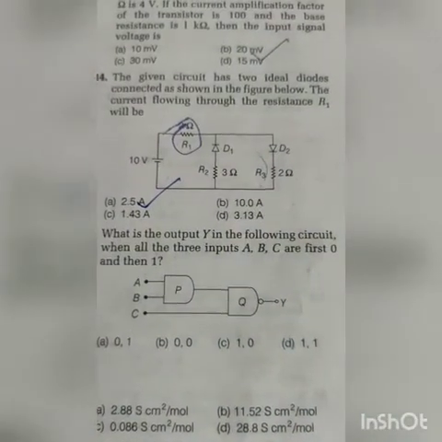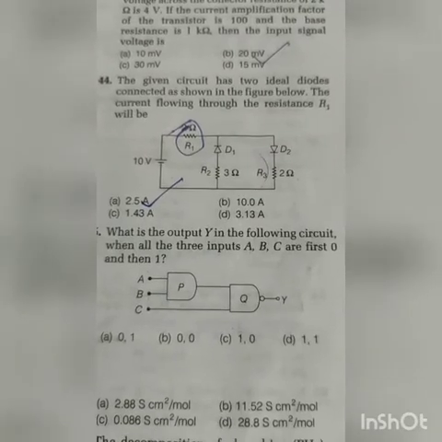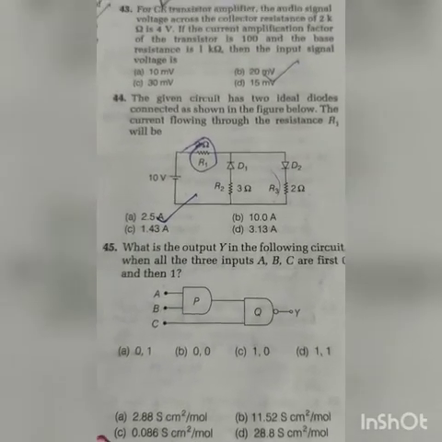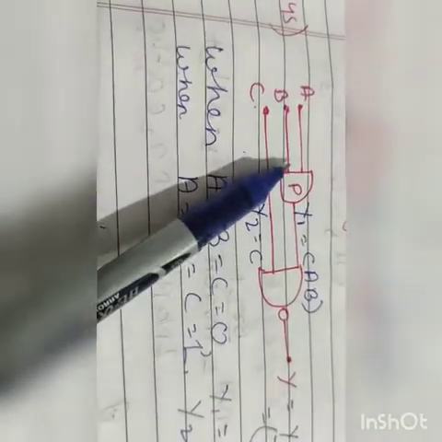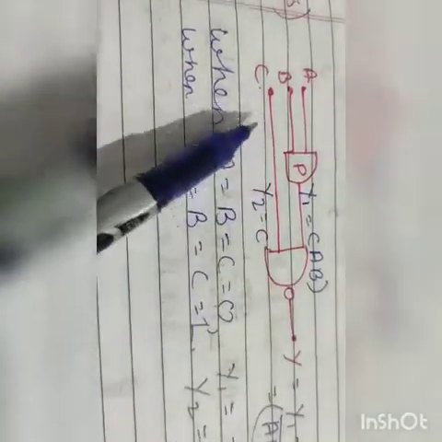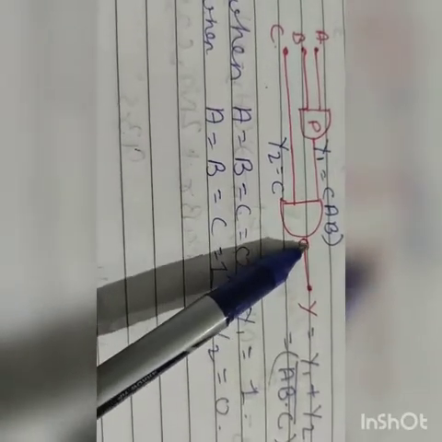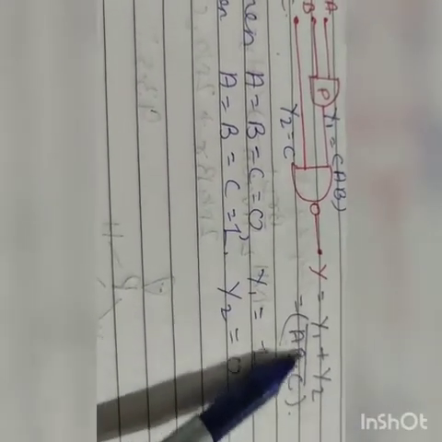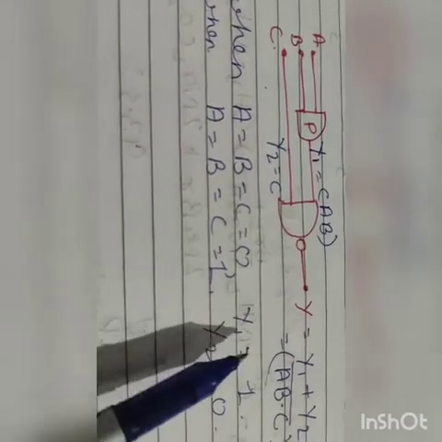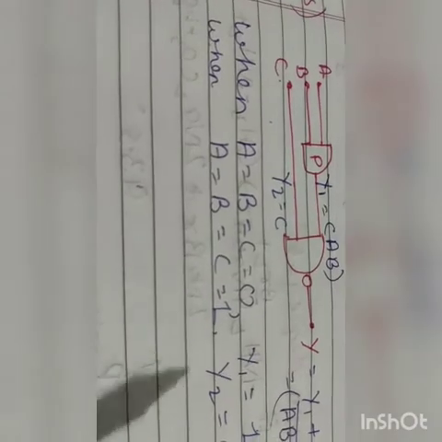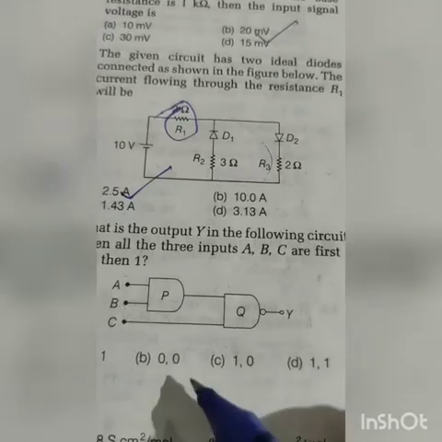Now question number 45. What is the output Y in the following circuit when the inputs A, B, C are 0 and 1? First 0 and then 1. So here this is a diode. So if input A and B, then Y1 will be AB and Y2 is equal to C. So here it is the sign NOT, so it will just become negative. So Y is Y1 plus Y2. So when A, B and C are 0, Y1 is equal to 1, and when A, B and C are 1, Y2 is equal to 0. So here our correct option is 1 and 0.